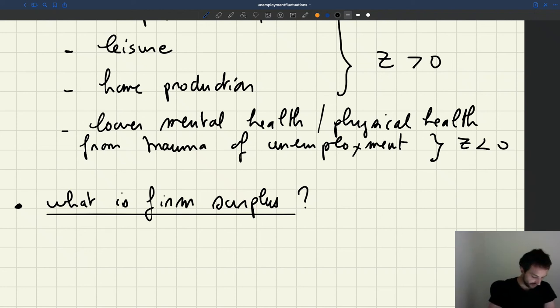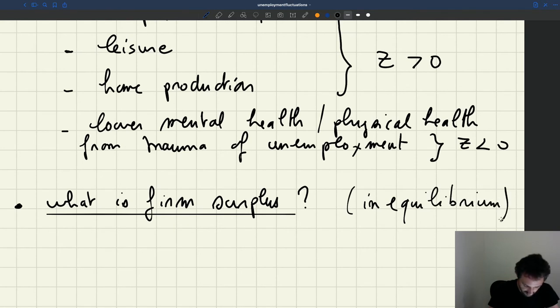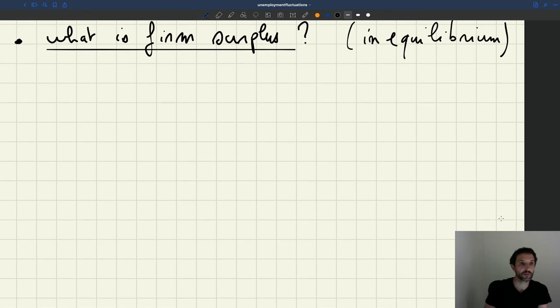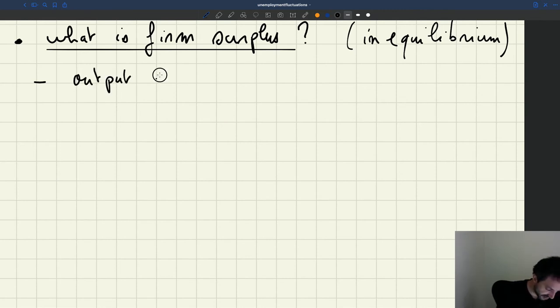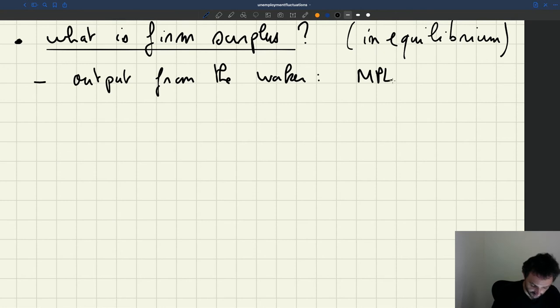So let's conclude this firm surplus once we are in equilibrium, of course. Here we're looking at the surplus from having a worker ready to work at a wage W. The productivity of the worker, the output of the worker in terms of goods or services, is the marginal product of labor. You know that having one worker is going to produce MPL for the firm.